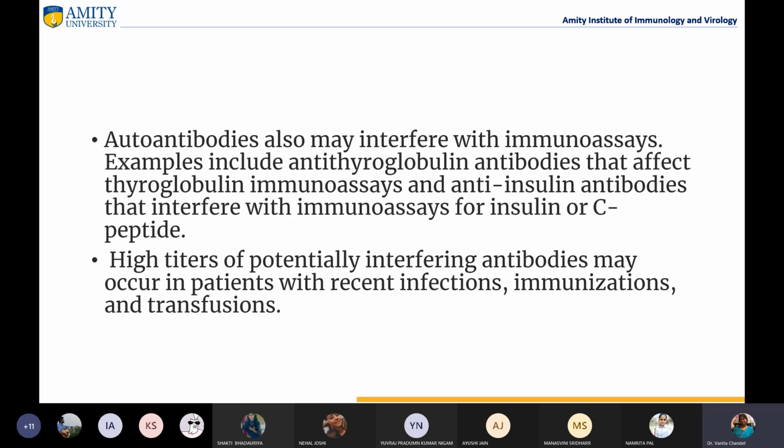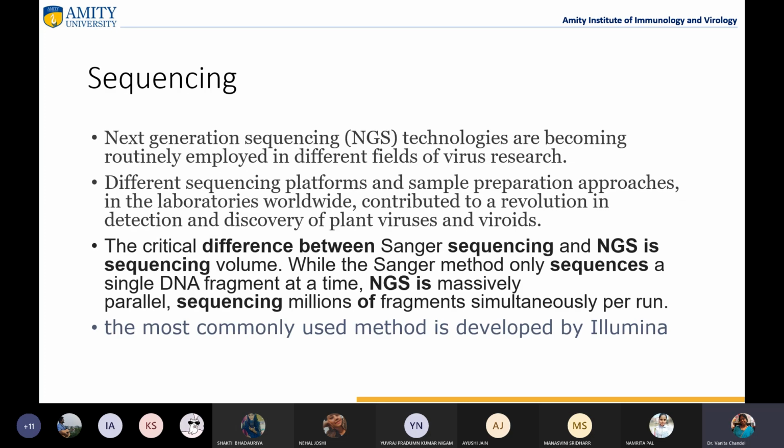So autoantibodies can also interfere with immunoassays, and examples are anti-thyroglobulin antibodies that affect thyroglobulin immunoassays. Anti-insulin antibodies again interfere with the immunoassays for insulin or C-peptide. High titers of potentially interfering antibodies may occur in patients if they had recent infections with these kinds of pathogens, or immunizations, certain vaccinations, blood transfusions, or any other such therapy. So that is one reason that this happens, right?